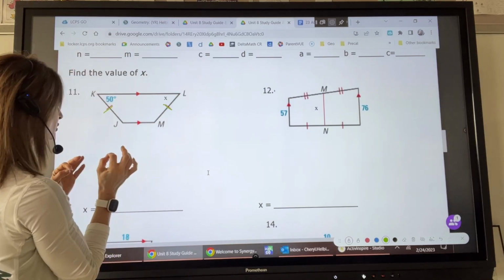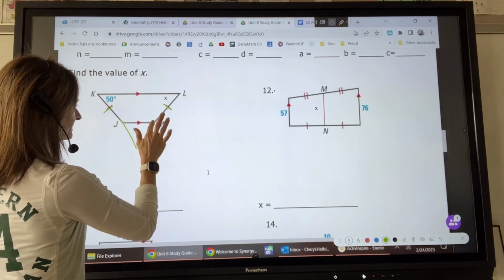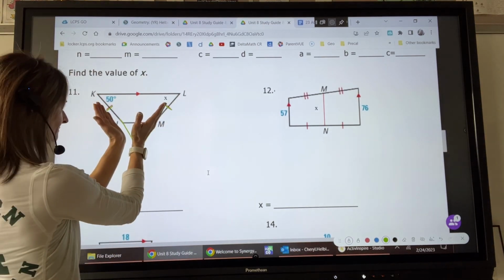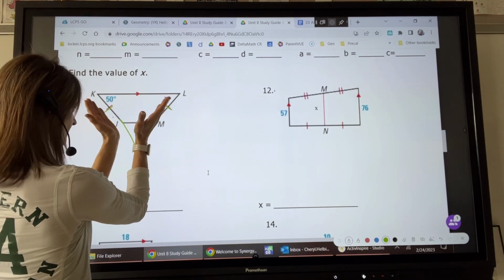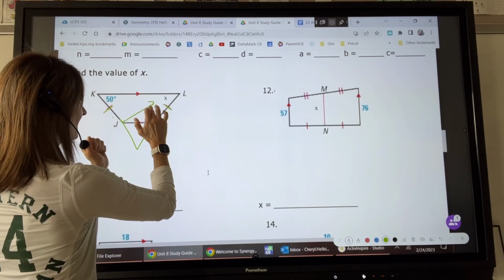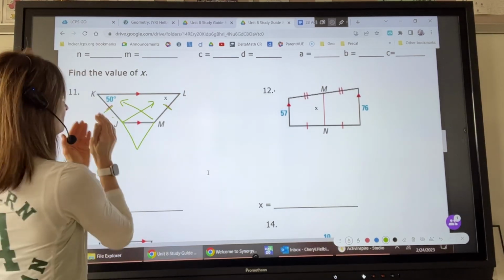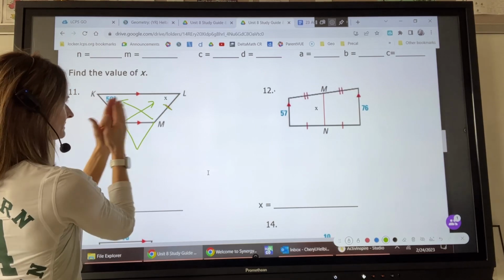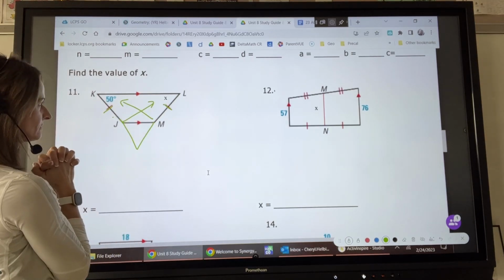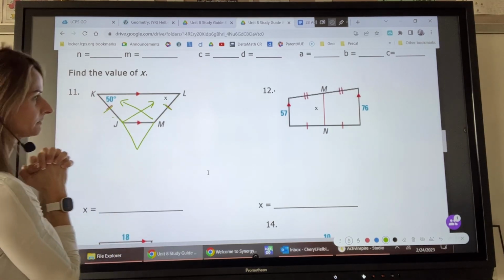Because it's an isosceles trapezoid, the base angles theorem applies here. Think of this as a triangle. The base angles theorem says those sides are the same length, so the angles opposite them are also the same measure. So this base angle is 50 degrees. This angle is also 50 degrees. And I think that's all you're looking for in that problem. Okay.